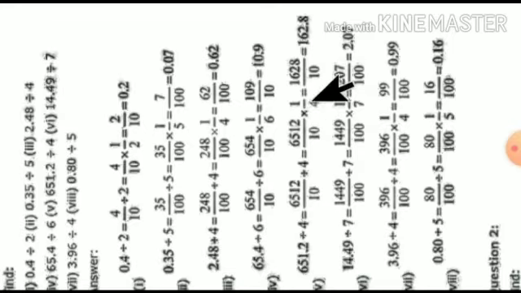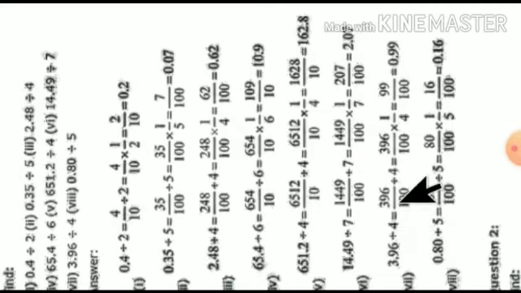Divide this number by 4 equal to 162.8. Now next one, 14.49 divided by 7 equal to 1449 upon 100 divided by 7 equal to 1449 upon 100 into 1 upon 7. So divide 1449 by 7, you will get 207 upon 100, that is 2.07.